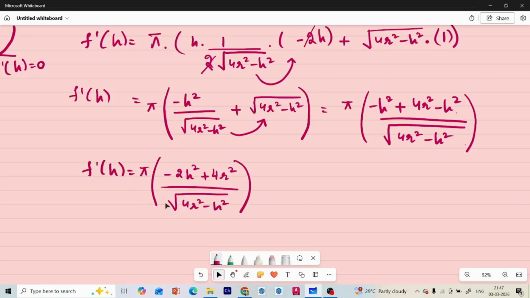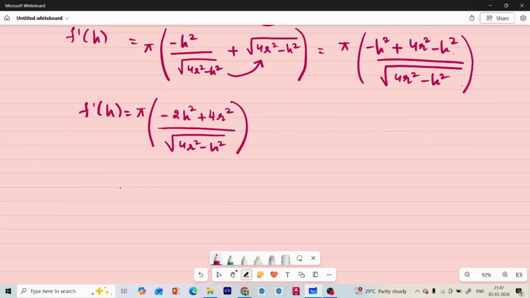So now what should we do? This whole value f dash H should be equal to 0. So if we equate that to 0, what happens? The denominator obviously can't be 0.